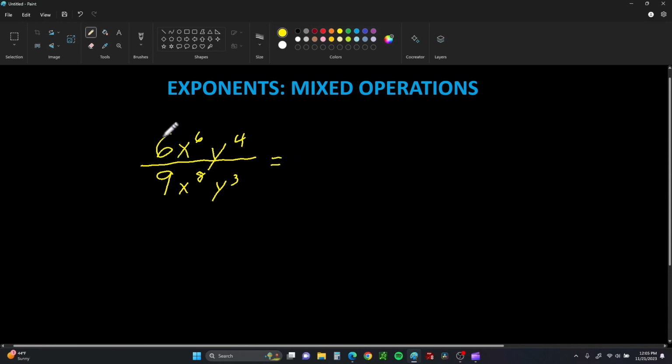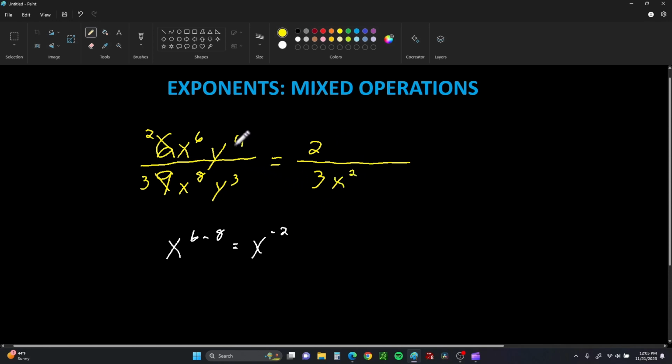So I'm going to do the 6/9 first, they're both divisible by 3. So 3 goes into 6 2 times and into 9 3 times. That can't be simplified any further, so I'll put the 2 and the 3 over here. Now when I'm doing x to the 6th divided by x to the 8th, I subtract the exponents, so that would be x to the 6 minus 8, which gives me x to the minus 2. Since this is a negative exponent, I would then put this in the denominator as x squared.